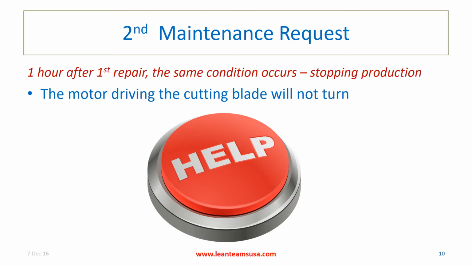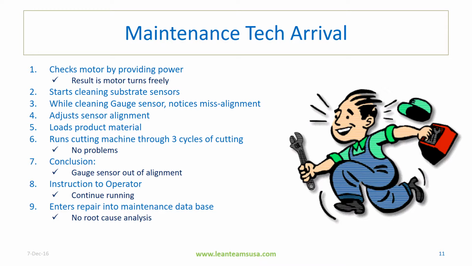Production is stopped again. After 30 minutes, the response time, the same technician arrives at the machine. The technician starts their individual troubleshooting process by checking the motor. Again, the symptom. This time, and by chance, they notice the gauge sensor is misaligned. This is corrected, and after validation of the repair, the machine is turned back to production. As with the previous repair, no root cause was determined.